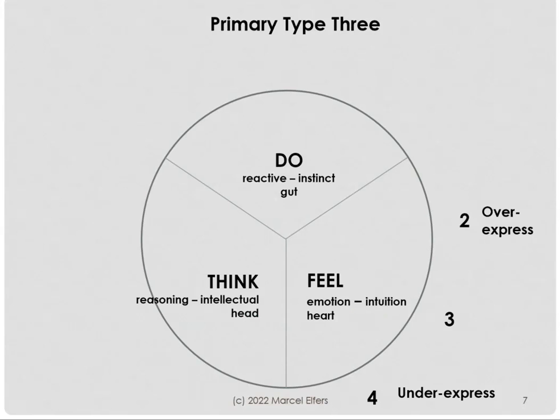The center types, also called anchor types, have two wings in the same triad. And these wings flavor the center type. They either overexpress or underexpress the processing center of their triad. In the heart triad, type 2 overexpresses and type 4 underexpresses their emotions.